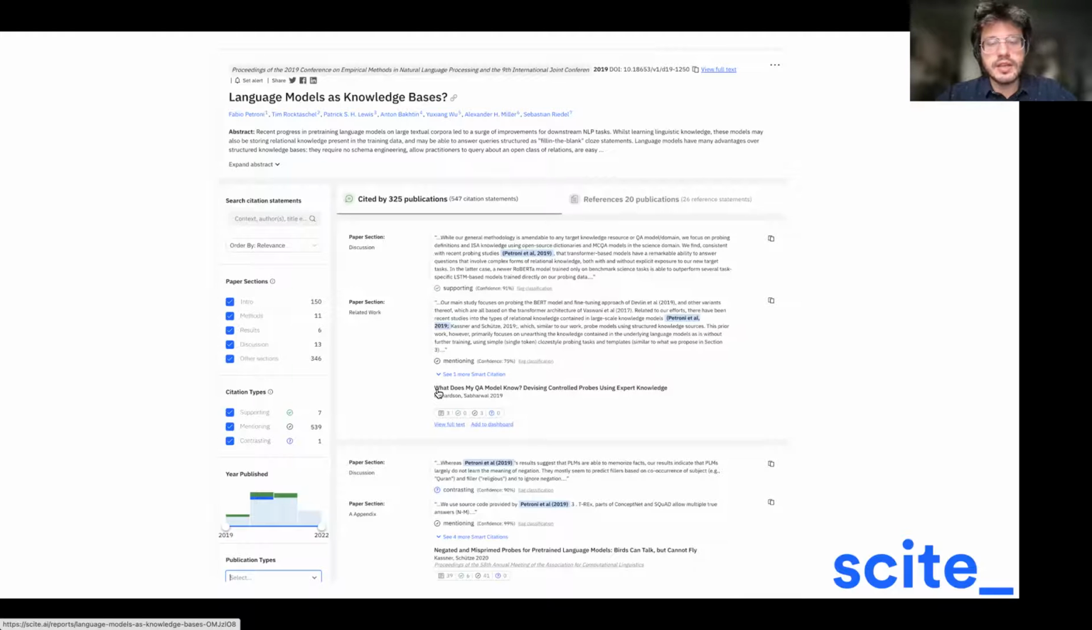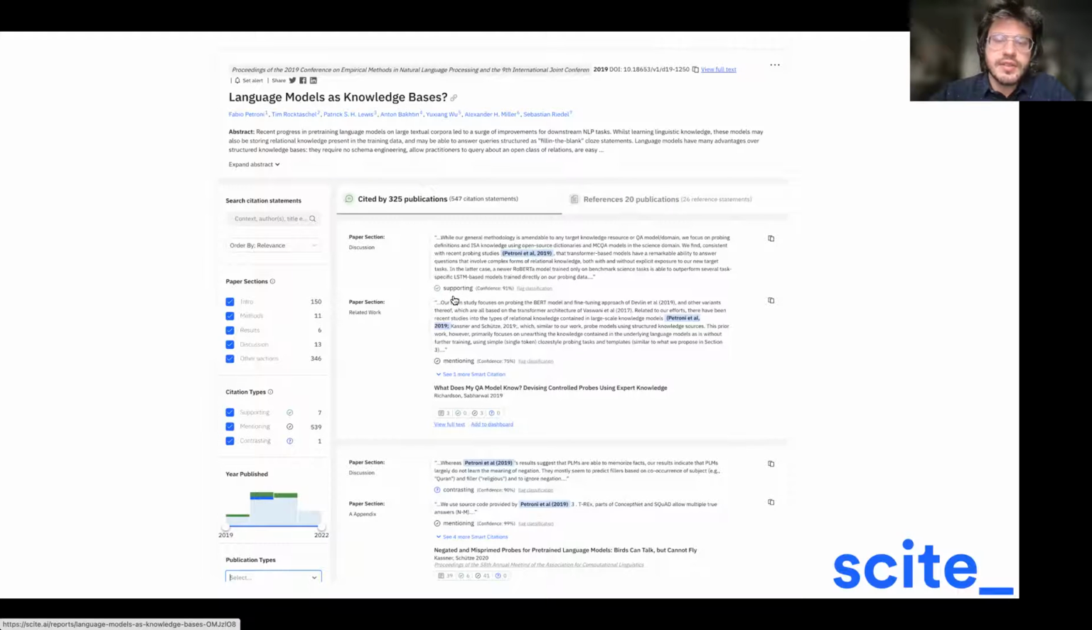And here's a publication. It's What Does My QA Model Know by Richardson, 2019. And What Does My QA Model Know cites this paper, Language Models as Knowledge Bases. And these snippets here, which are the things in quotes, are extracted from the full text of the paper and linked to this paper. And so this text here is from What Does My QA Model Know? And it's showing what was said about Language Models as Knowledge Bases, or Petroni 2019.